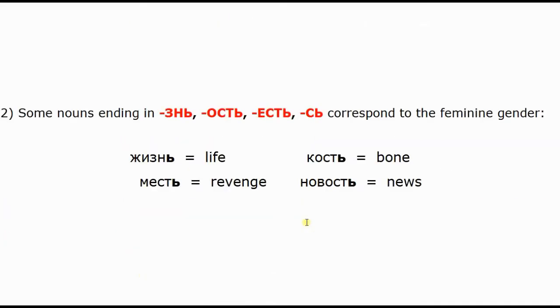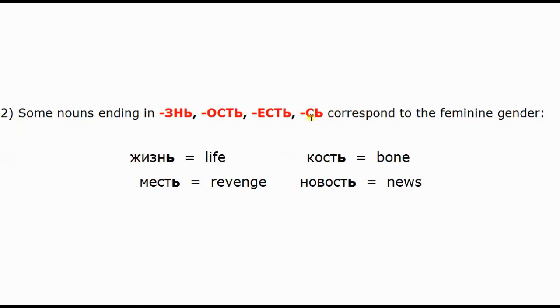Another point is that there are also nouns ending in the soft sign that have some specific endings, which are жн, ость, есть, and сь, and they correspond to the feminine gender. Not all of the nouns that you'll see ending with these consonants will correspond to the feminine gender, but there are some of them that do.